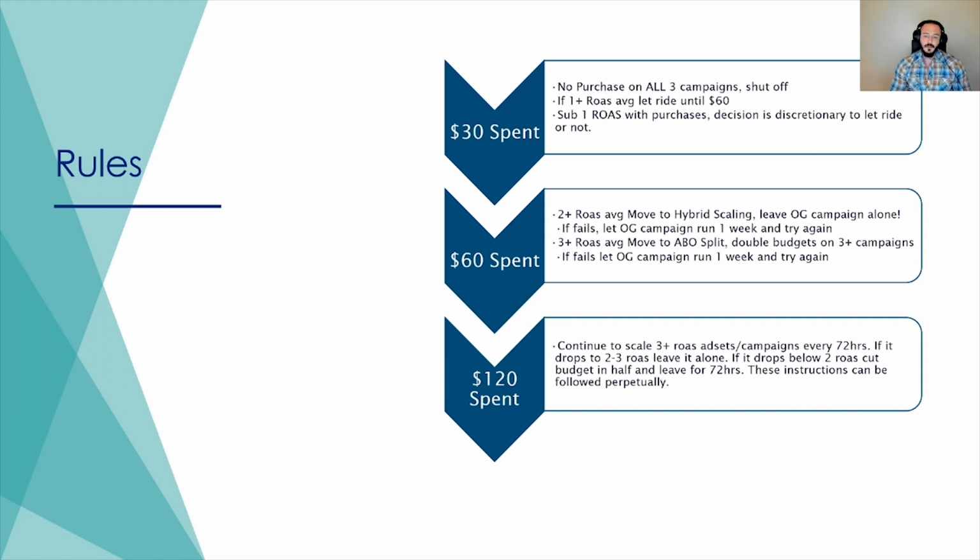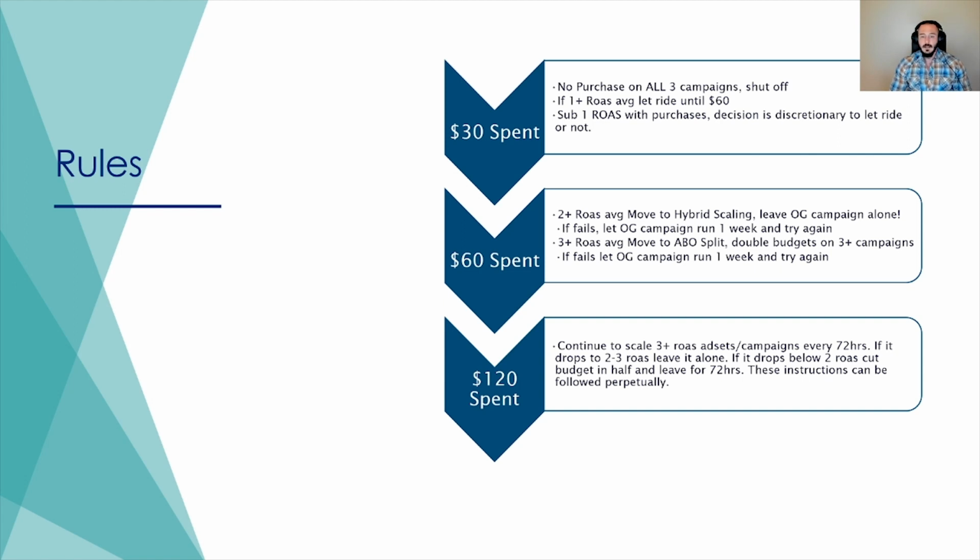If your ROAS is a 3 or above average across all 3 campaigns, so maybe you've got a 5 and a 2 and a 3, right? You've got above a 3. So that's a good situation. Then you're going to move into an ad set budget optimization split, and I will explain that and show that in the demonstration. On all of the CBO campaigns, you're going to double the budgets on anything that's over a 3, leave the other ones alone.